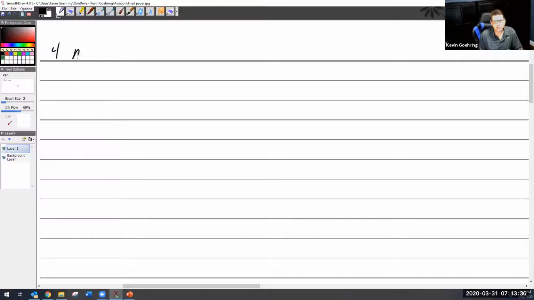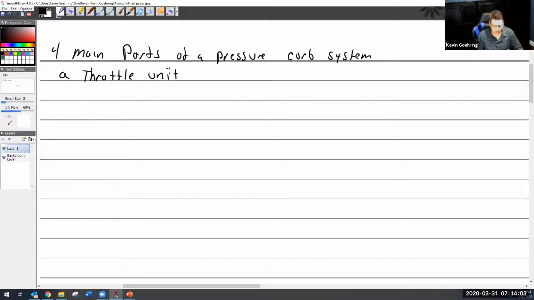All right, main parts. Wow, it's almost break time. Main parts of a pressure carb system. And this is going to be reasonably redundant for us. So we have the throttle unit. And the throttle unit, as you can imagine, contains and measures the mass airflow to the engine.